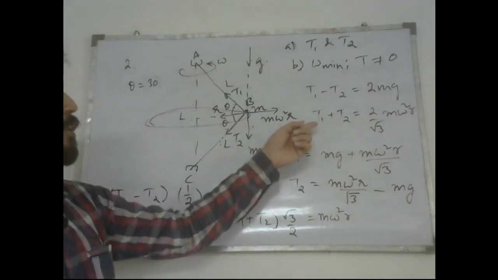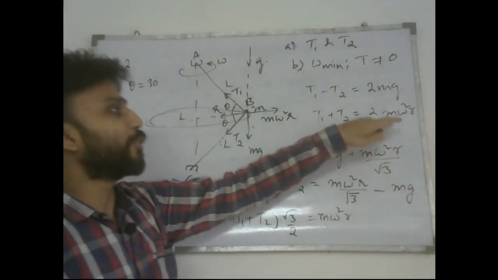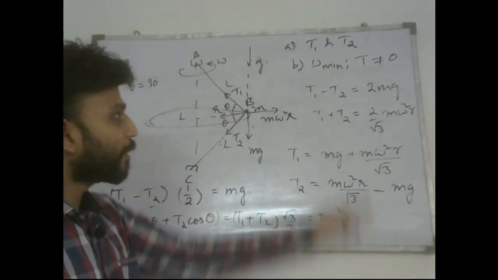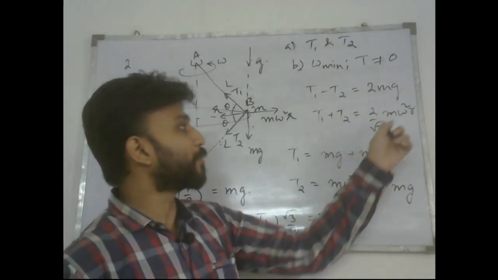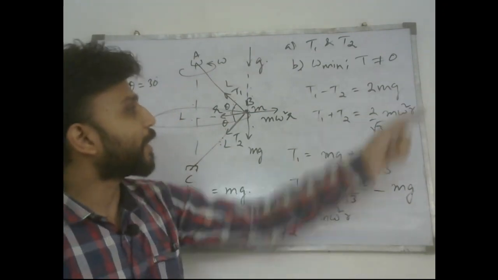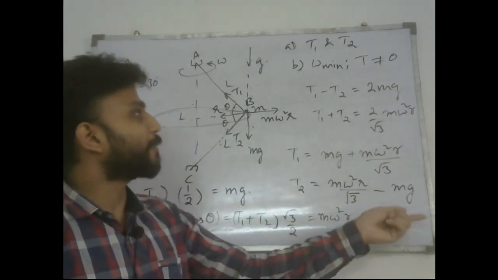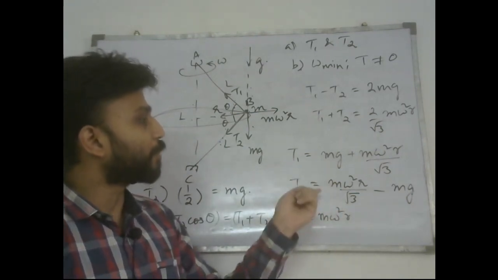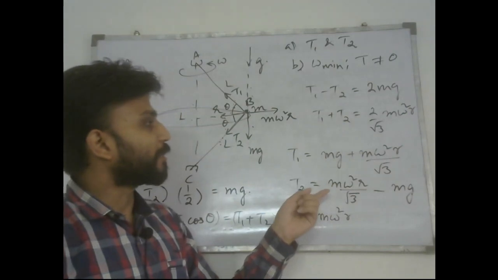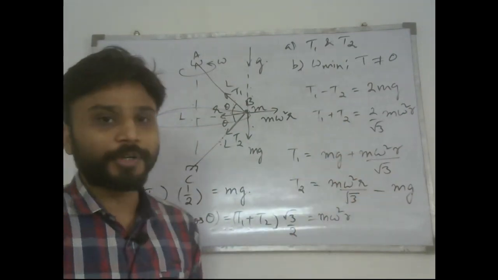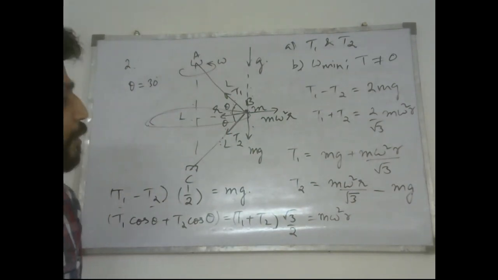So how do we evaluate T2? From the expression T1 plus T2 is equal to 2 by root 3 m omega square r, we have subtracted equation number 1. That gives us 2 by root 3 m omega square r minus 2 mg, which would come out to be equal to 2 T2. Dividing by 2 would give us m omega square r by root 3 minus mg, and the 2 in numerator and denominator would cancel. So this would give us the value of T1 and T2.